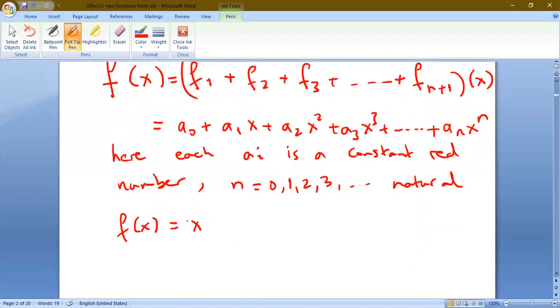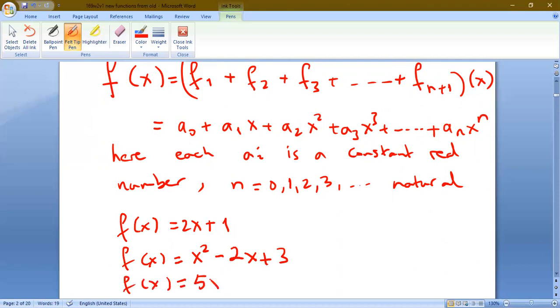So just an example for this: 2x plus 1. This is a polynomial. Or you can think about x squared minus 2x plus 3. Or you can have something like 5x to the 7th minus x to the 6th plus 8x to the 5th minus or plus 3x to the 4th plus 10x cubed minus x squared plus x minus, let's say, 9. Okay, this is another polynomial.